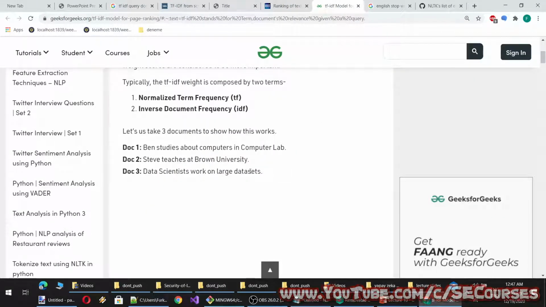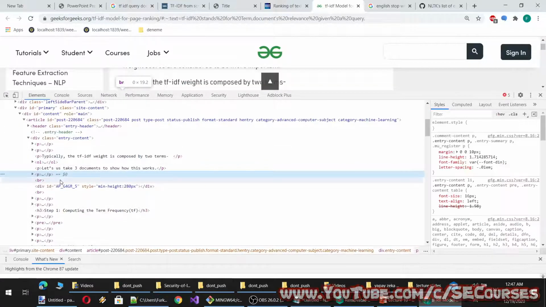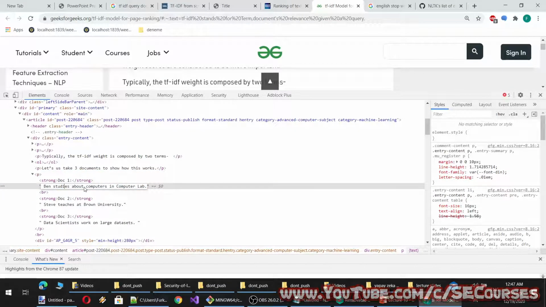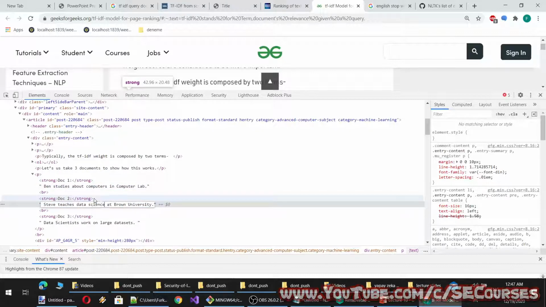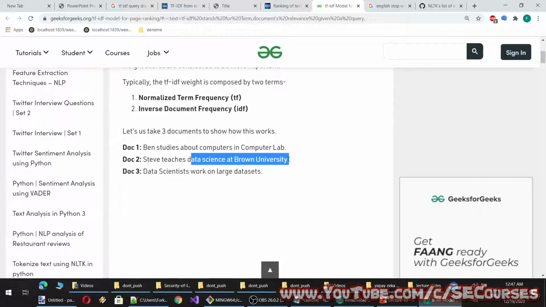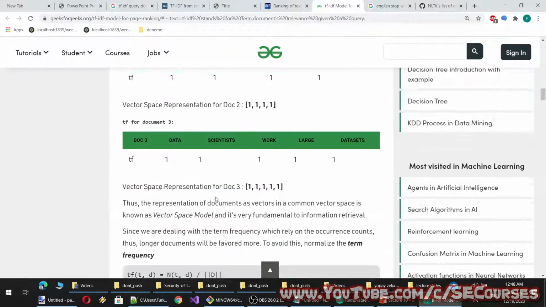Okay, let's continue with this example. If this sentence happened to be "Steve teaches data science at Brown University", the word "data" would have document frequency 2, and "science" would still have 1. So you see, this would make the word "data" have document frequency 2 because in the whole corpus it would be appearing in two different documents.